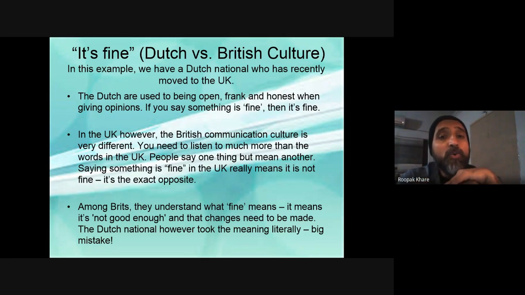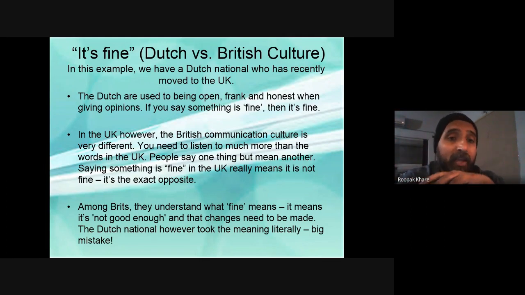The Dutch are used to being open, frank, and honest when giving opinions. So Dutch people are very, very open about their opinions. They would directly say whatever they feel. If you say something, it's fine for them. Whatever you say, they believe and take the words directly, clearly, literally. When you say something, you mean that. This is the nature of Dutch people, the culture of Dutch people.